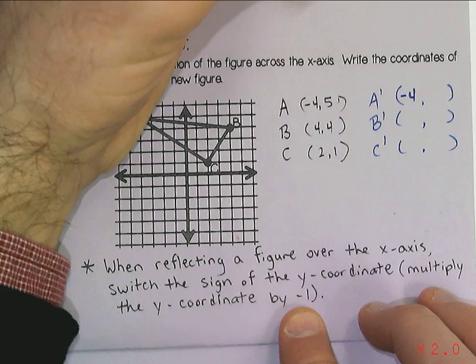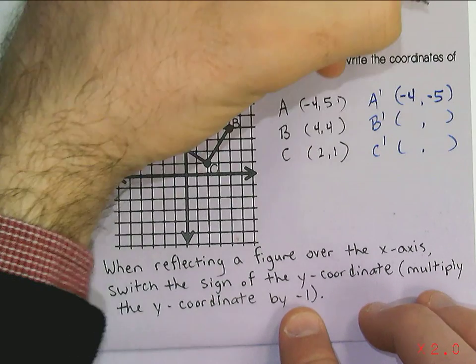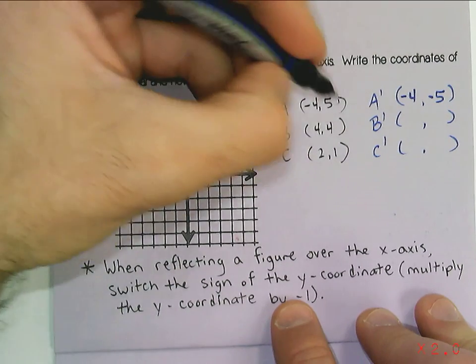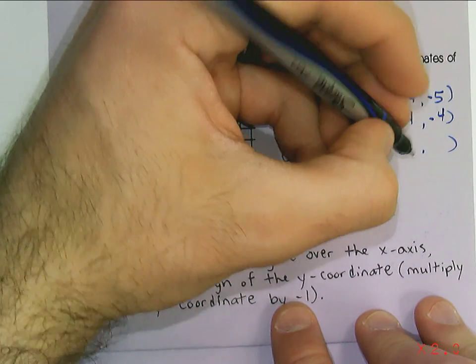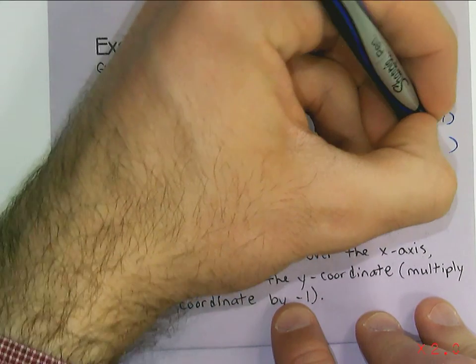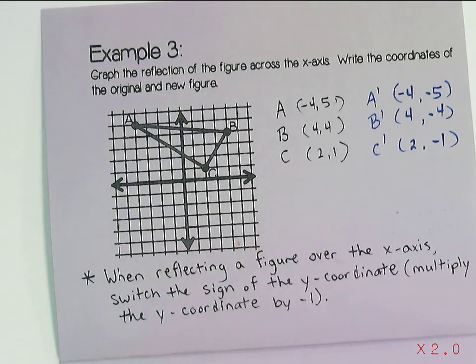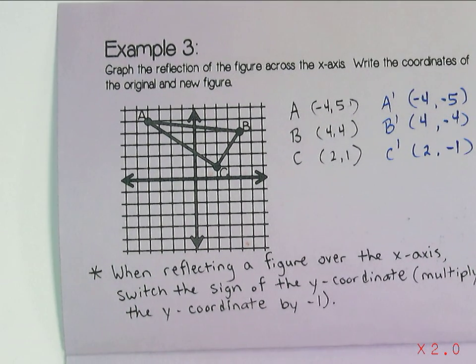So negative 4, negative 5. This would be 4, negative 4. And this would be 2, negative 1. So that's just changing the sign on the y-coordinate. So now that we have those points, we can now graph this.